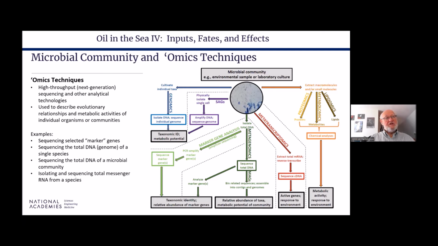You have sequence selected marker genes. You have sequencing of total DNA, the genome of a single species. You have sequencing of the total DNA of a microbial community. Isolating and sequencing total messenger RNA from a species. Let me just say that these are all indicated in a simplified diagram on the right, even though it appears complicated to us as we look at it.